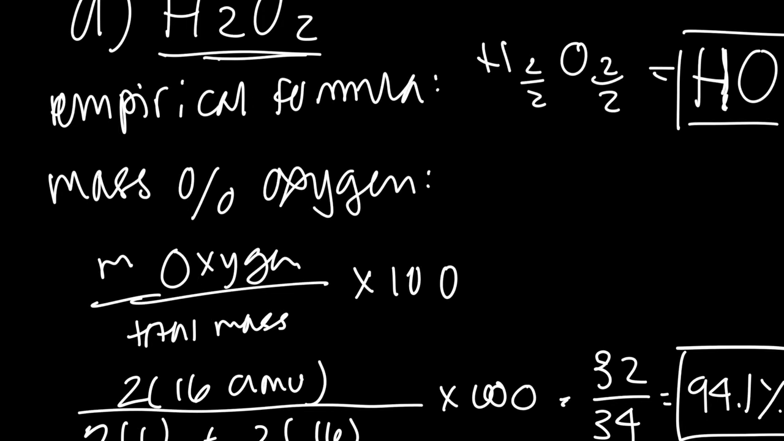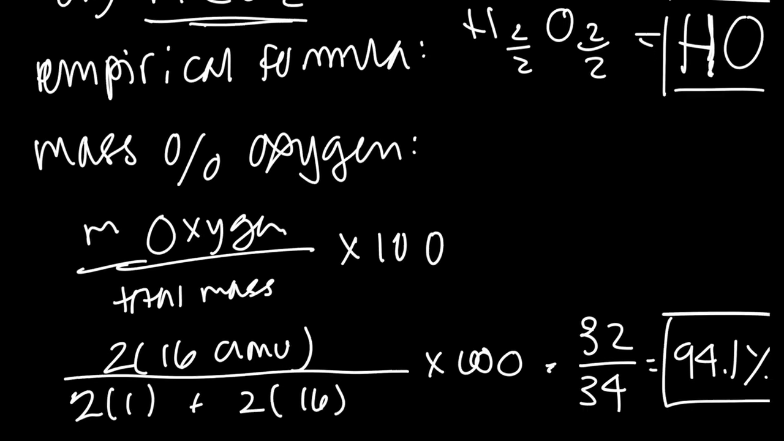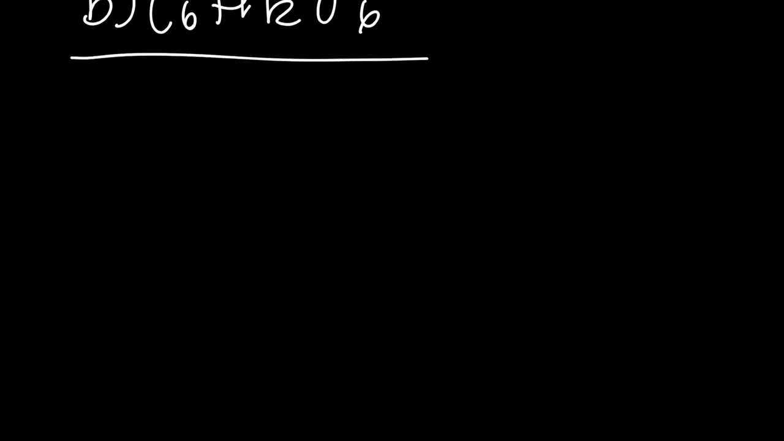Okay, so that is the end of part A. So let's go ahead and move on to part B. And that is a new molecule. It's C6H12O6. So again, they give us the molecular formula.